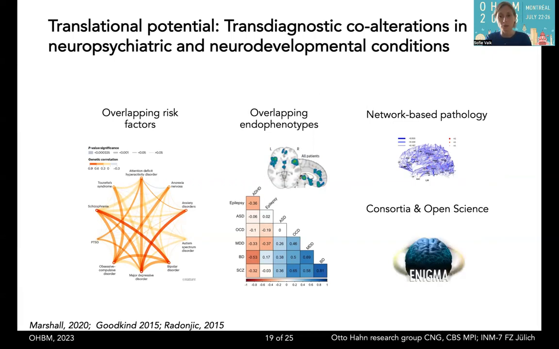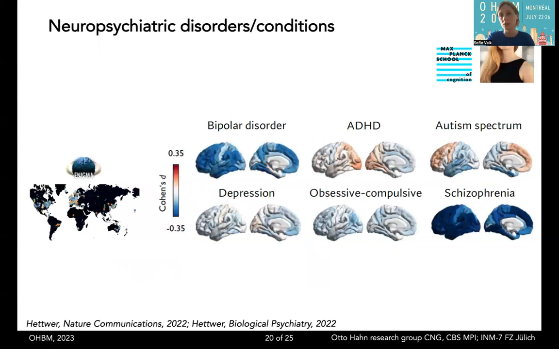And last, using consortia and open science, we are able to use more normative maps of certain disorders to compare different clinical phenomena or maps to each other. So in this case, we use the ENIGMA maps of bipolar disorder, ADHD, autism spectrum, depression, obsessive-compulsive disorder, and schizophrenia. So this is all the Cohen's d score of these disorders versus healthy controls in each of these conditions. And you see that blue indicates a negative, so less cortical thickness, and red indicates more cortical thickness in the respective condition relative to controls.